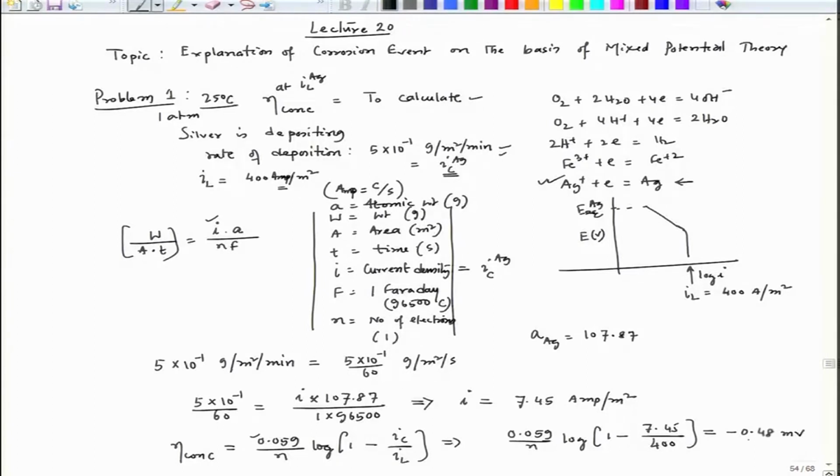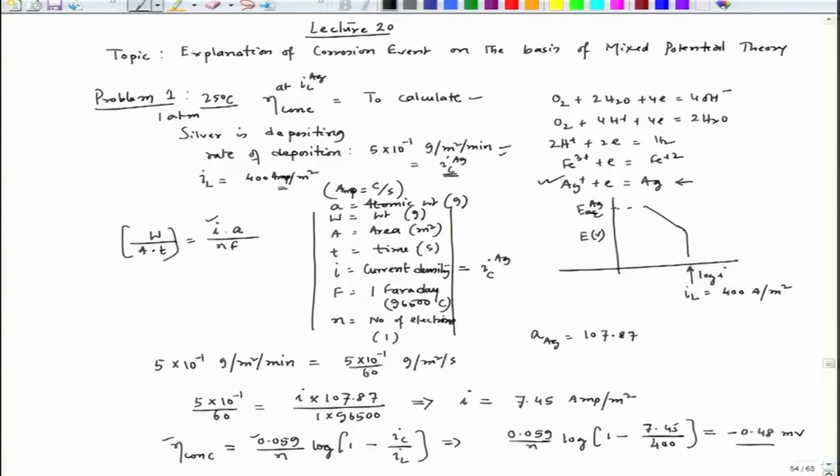So, we could see the potential drop, sorry, here we have to put a minus sign. Since we are considering concentration polarization, this will be going downwards. So, here I can put a minus, fine, because concentration polarization for the cathodic reaction will always go downwards, because we are considering cathodic polarization. Now, this is the value we are getting.